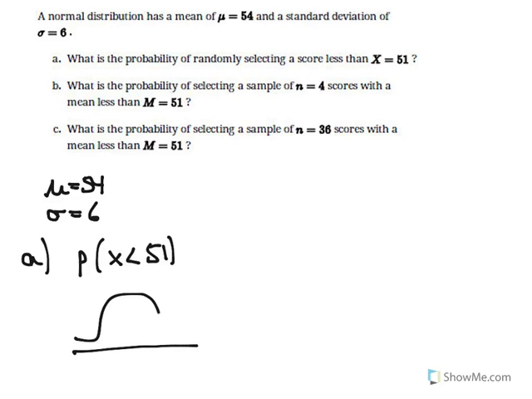In our rough draft, that looks like that. 54 is the mean, we know that. We know 51 is smaller, so it has to be on this side. And we're looking for everybody that has a score of less than 51. So everybody in the tail right here.